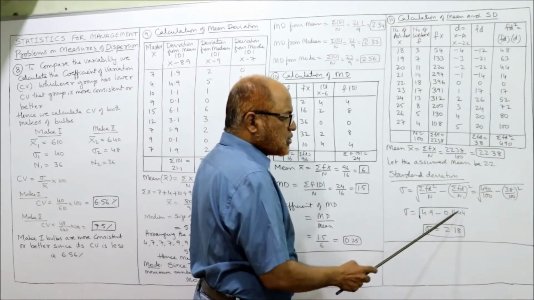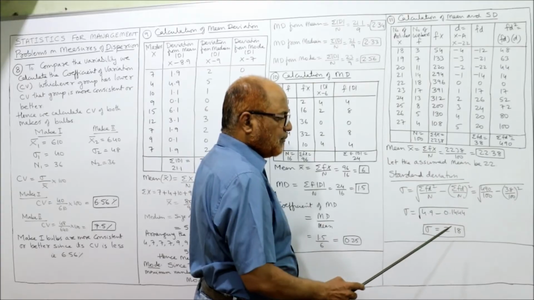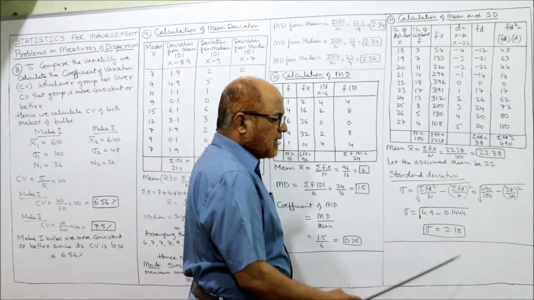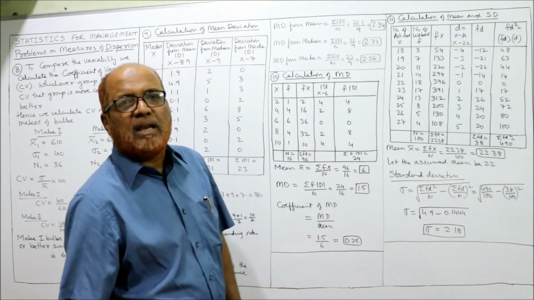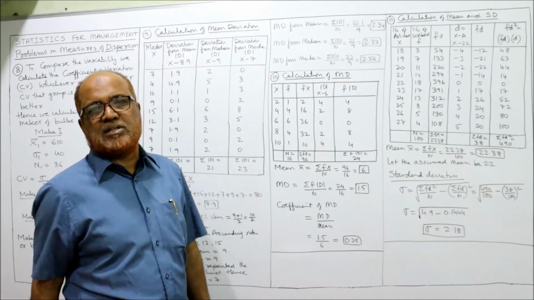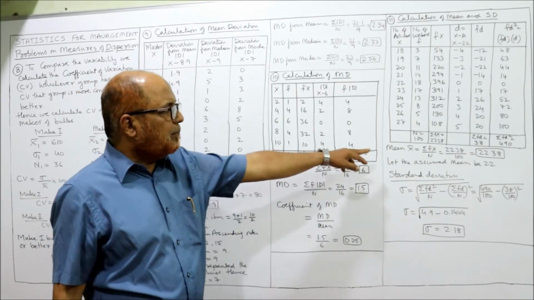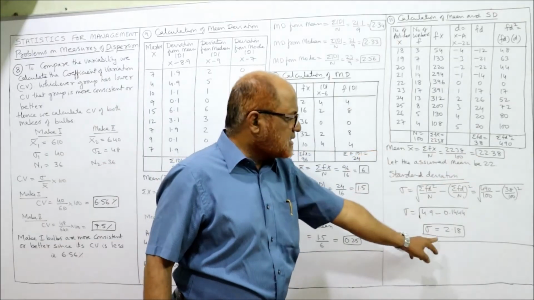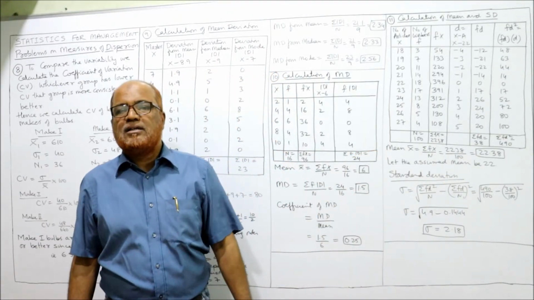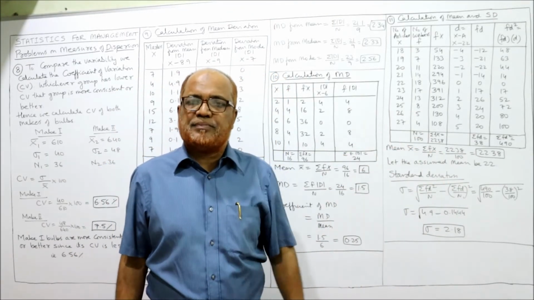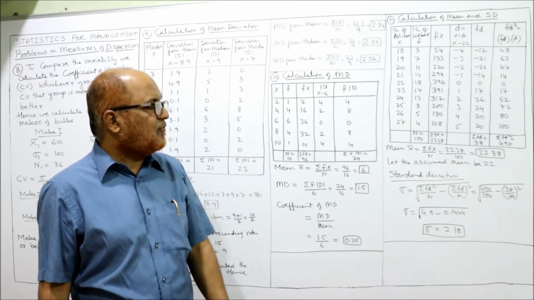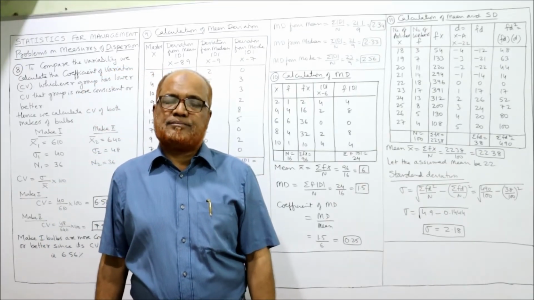38 by 100 whole square, 0.1444. Subtract, and you will get the ultimate answer: 2.18 is the standard deviation. So we have calculated the mean value 22.38 and standard deviation 2.18. This is the problem on standard deviation. That's it. So this is the end of problem number 11.